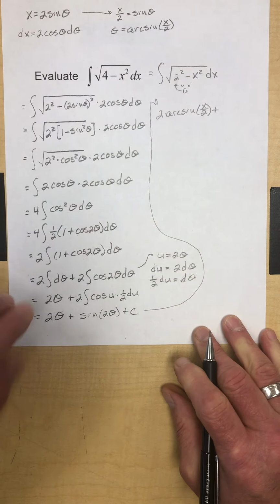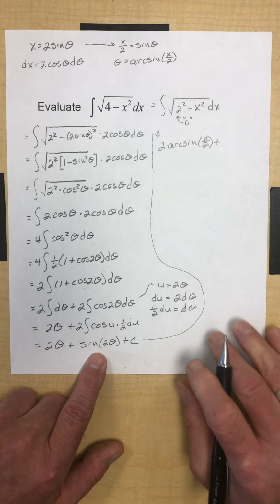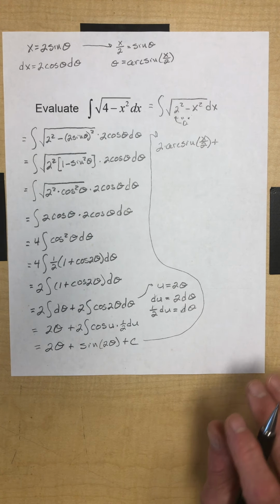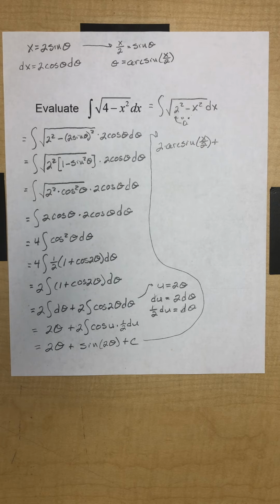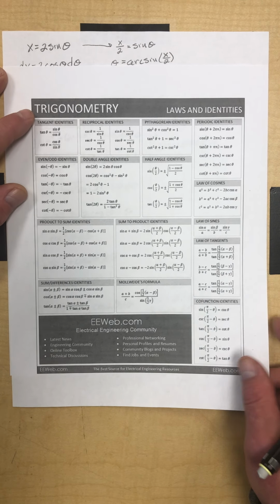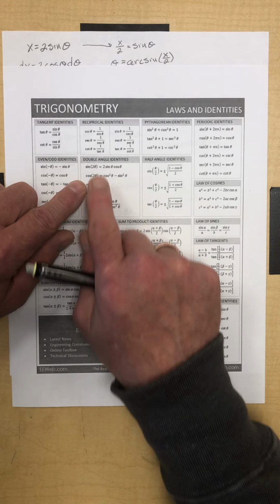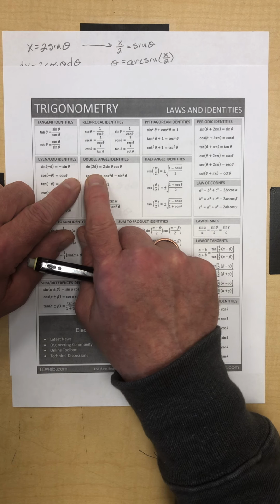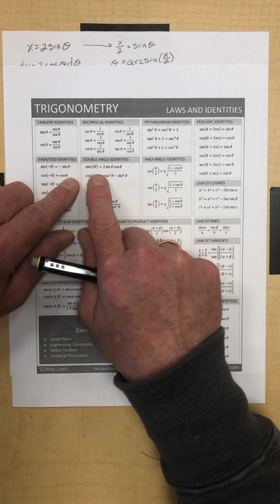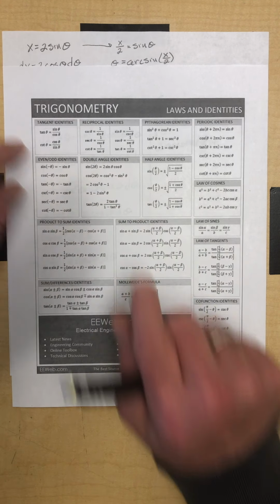Plus, okay, now I'm still running into some problems here because that's sine of 2 theta. I would rather it was sine of theta, but it's not. It's sine of 2 theta. So we say, okay, how am I going to deal with that? If we go back to our double angle identities, sine of 2 theta is 2 sine theta cosine theta. Well, why not make that substitution?